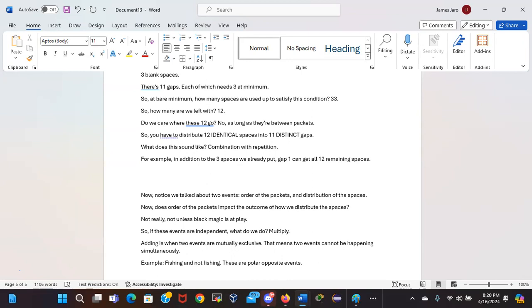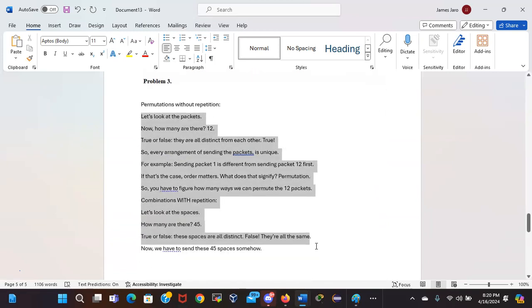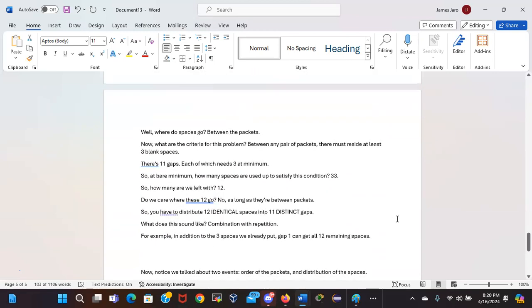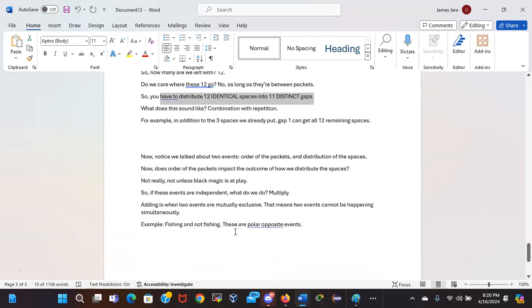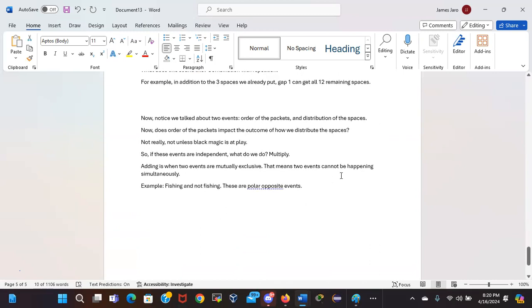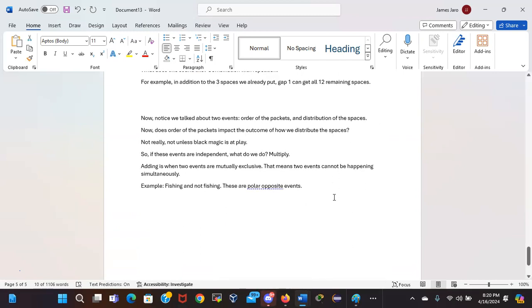Yep. So because they're independent, we multiply. If they were mutually exclusive, meaning they couldn't happen at the same time, I would have said to add. But they are independent, so we multiply. So now all you have to do is figure out how many ways we can reorder the packets and how many ways we can distribute the 12 identical spaces into 11 gaps. So you do that, simply multiply, and the answer will stare you straight in the face.